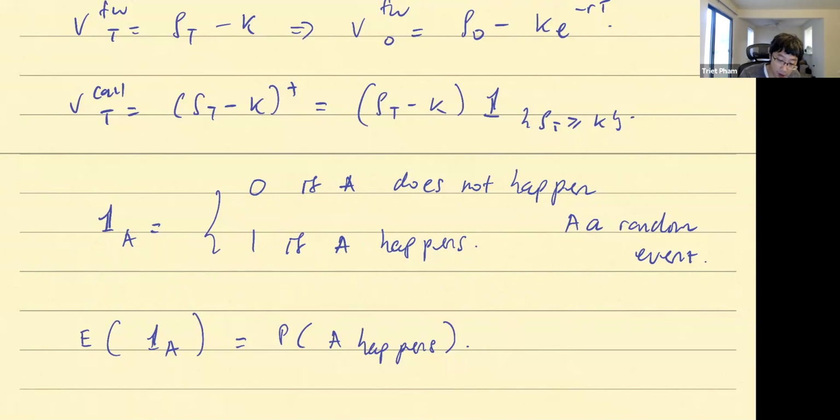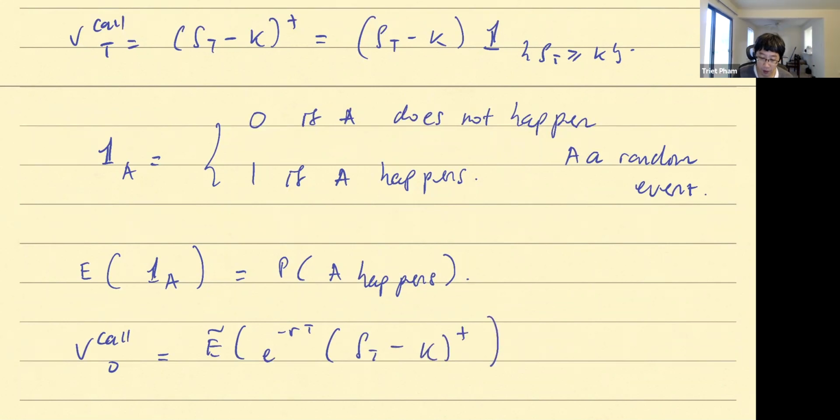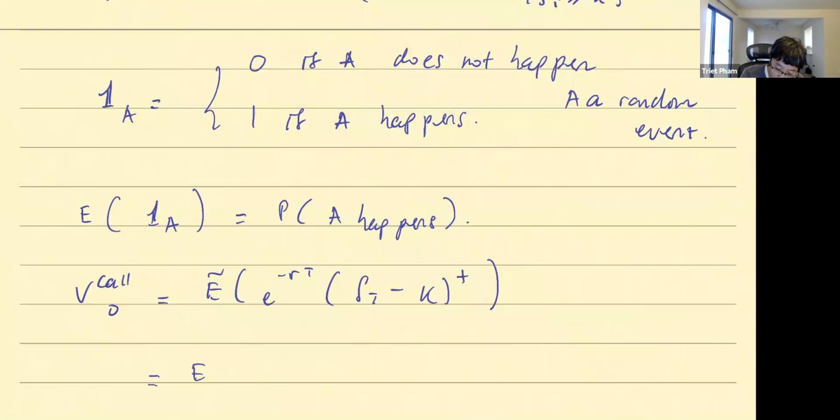Well, this identity can do wonders for you. In particular here, let's see what it does. So V call at 0 is the expectation of e to the minus rt times (ST minus K) plus, which is equal to the expectation of e to the minus rt times (ST minus K) times the indicator function of ST bigger than or equal to K, as we mentioned.